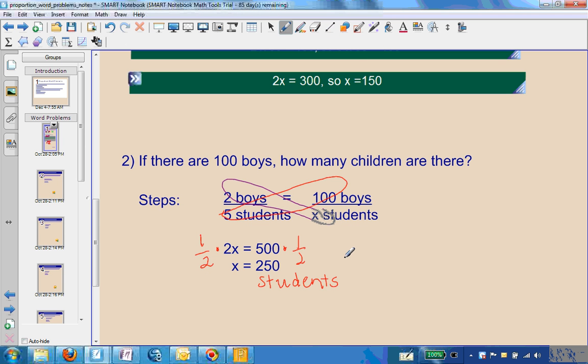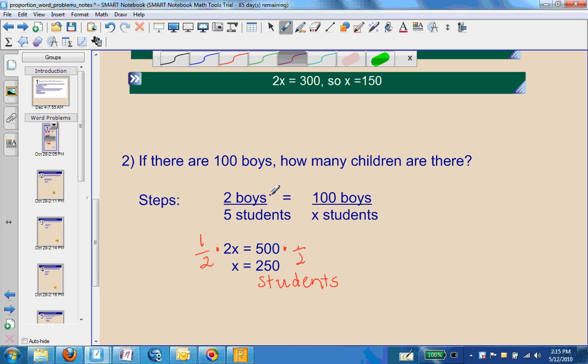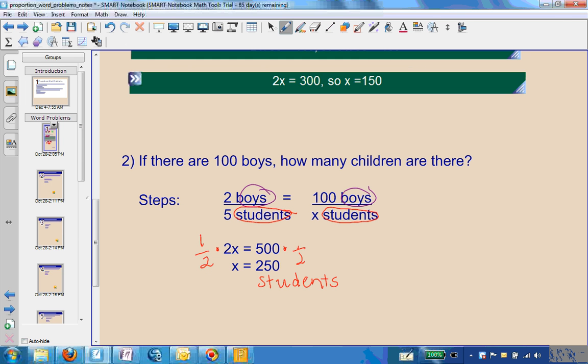Again, notice how I set up my proportion. I set my proportion up by having boys across from boys and students across from students. And then, of course, I had my ratios on top of each other, 2 to 5 and 100 to x. Let's look at some more examples.